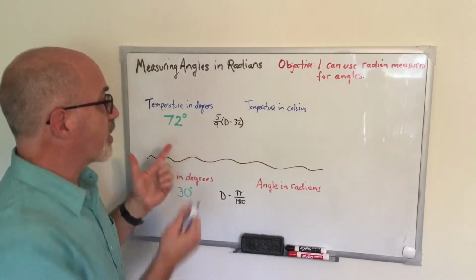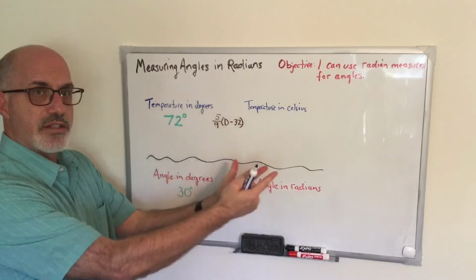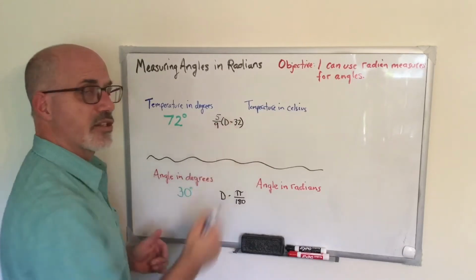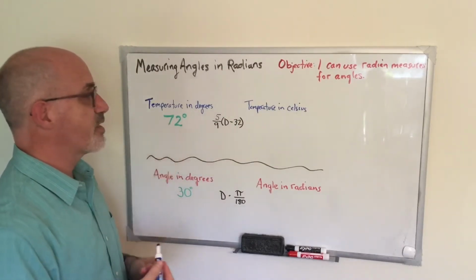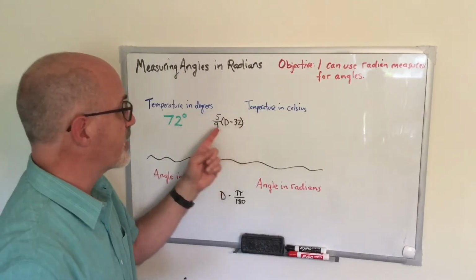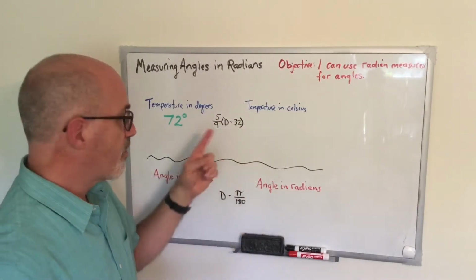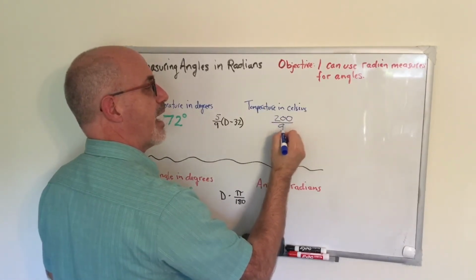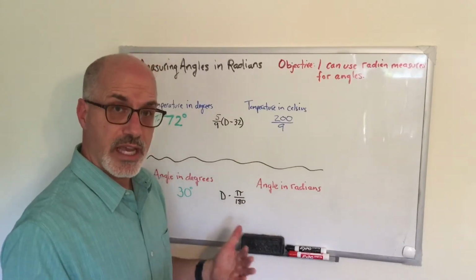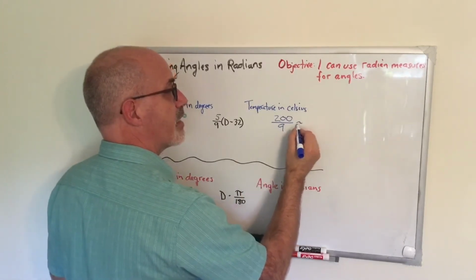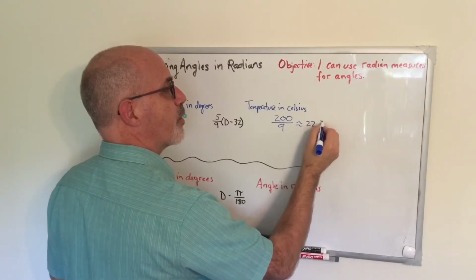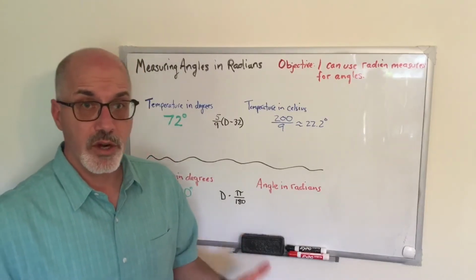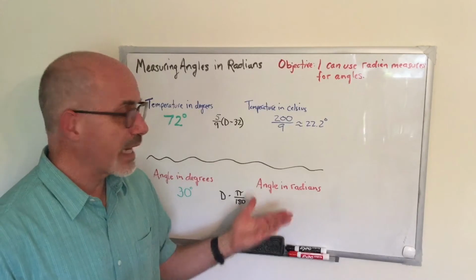Now, the formula for converting from degrees to Celsius is 5/9 times the temperature in degrees minus 32. So if we try to convert 72 degrees into Celsius, 72 minus 32 is 40. 40 times 5/9 gives us 200 over 9. Using a calculator to find a decimal, we estimate that at about 22.2 degrees Celsius. Now, what we want to do is start measuring angles in what are called radians.